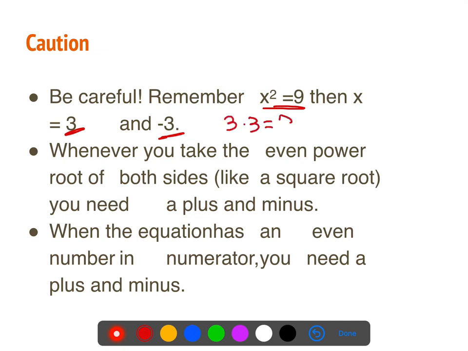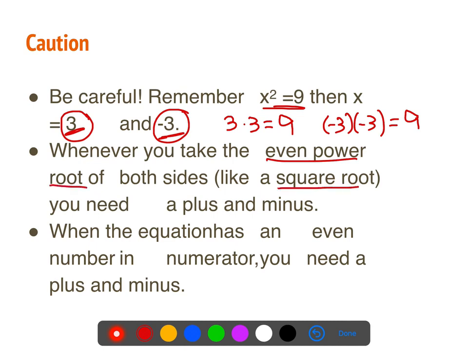Now, I have a little helpful hint here. You know that when x squared is equal to 9, x is going to be plus 3 and minus 3. Why is that? Because positive 3 times positive 3 is positive 9, and negative 3 times negative 3 is also positive 9, because a negative times a negative is a positive. That's why you get two answers on these.